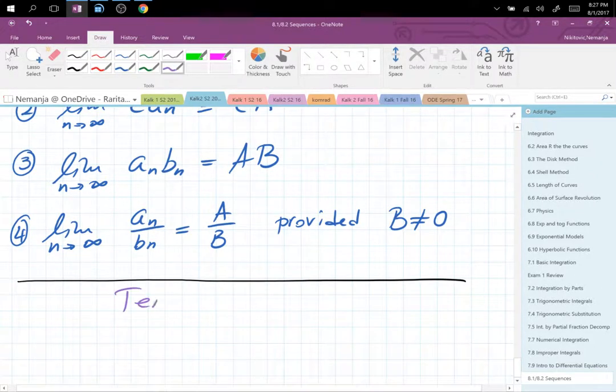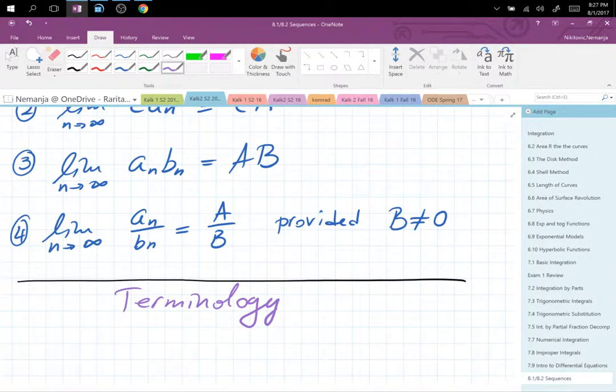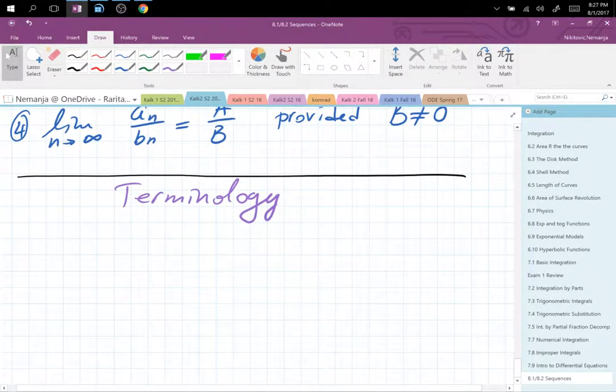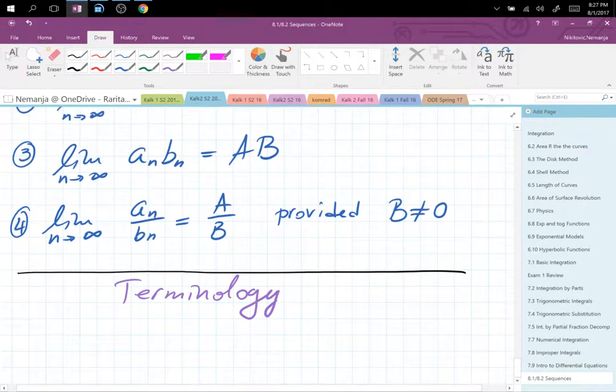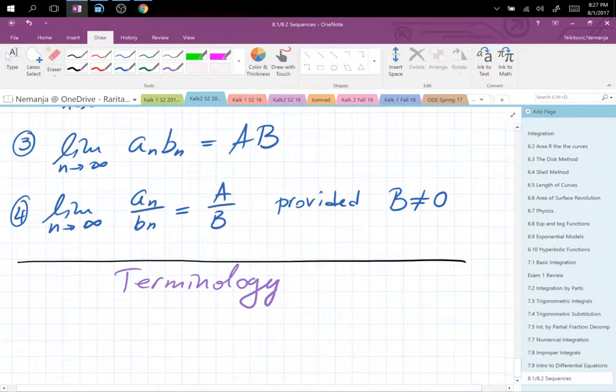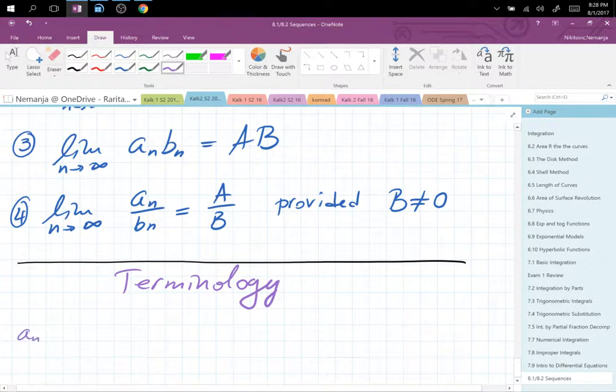Terminology. Is non-increasing the same as decreasing? No, they're different. All of these definitions are given on page 608.